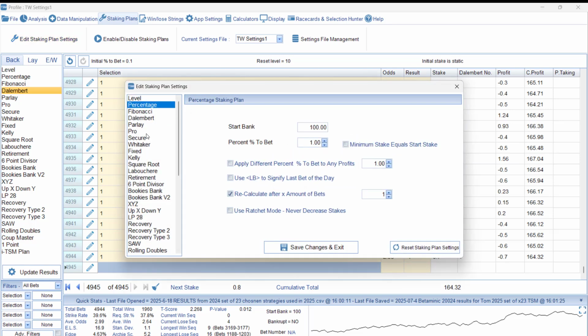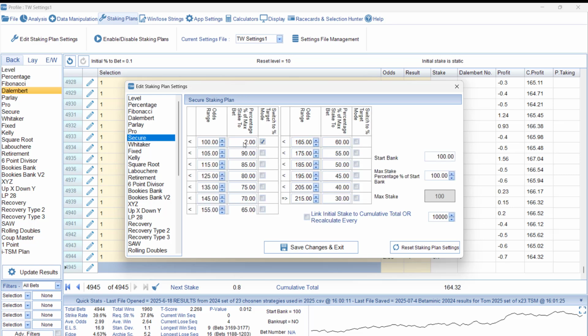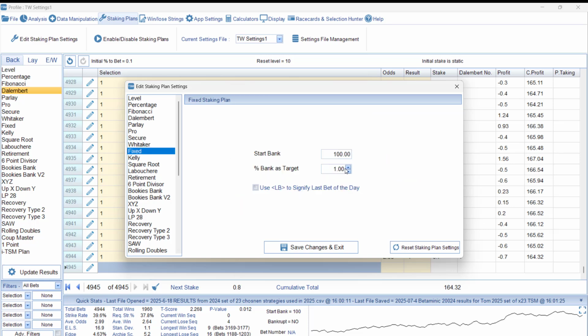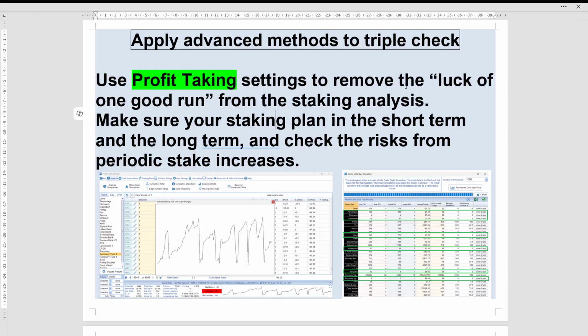So actually the percentage one is betting 1% each time. Secure staking, I've got it betting to win 2%. Fixed is betting to win 1%, but this is connected to the current bank. By using profit taking and Monte Carlo simulations, you can triple check your staking plans and be really, really sure about your betting plan. So if things go wrong next year, it's just really, really bad luck, because you've done everything you can to make sure that you've made a good plan with your betting system.